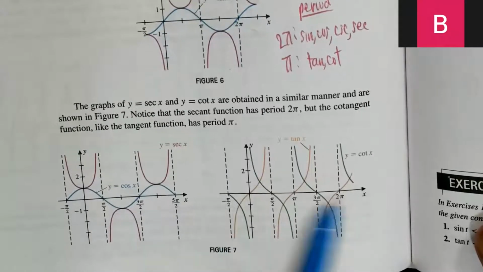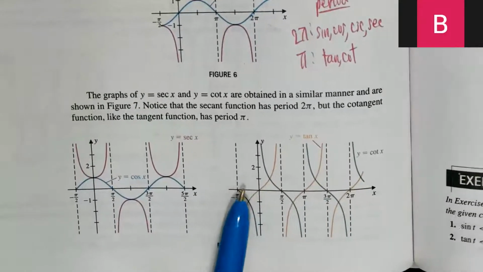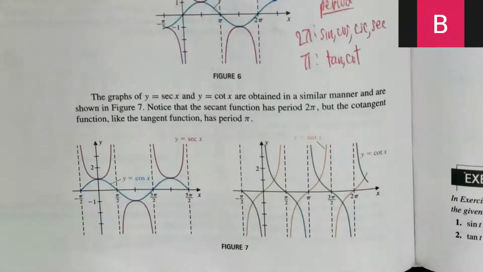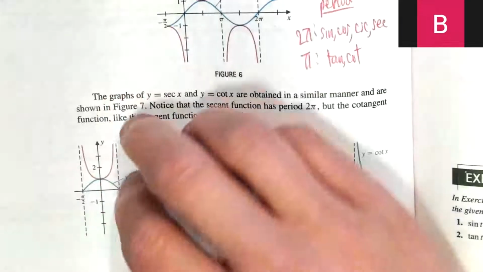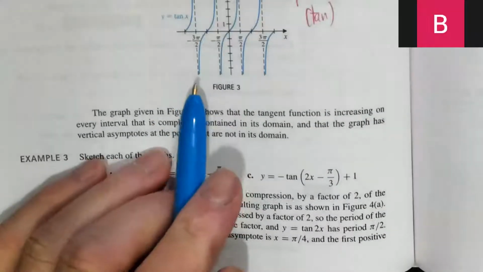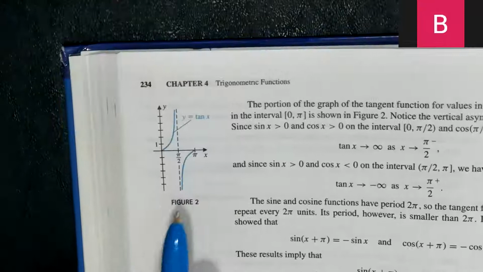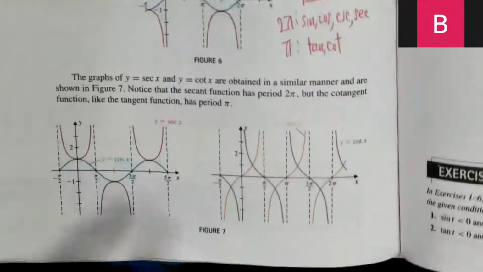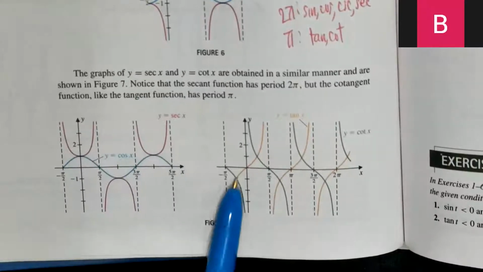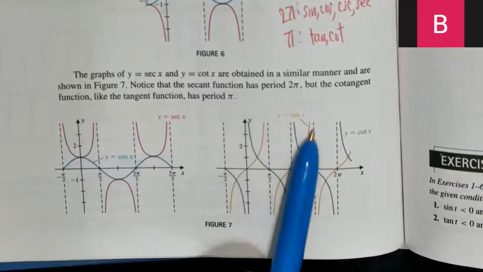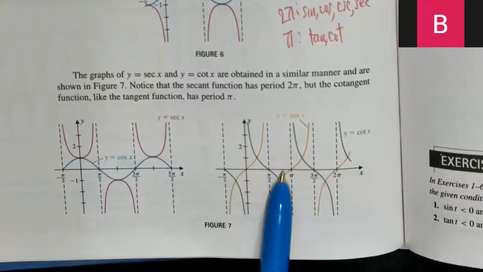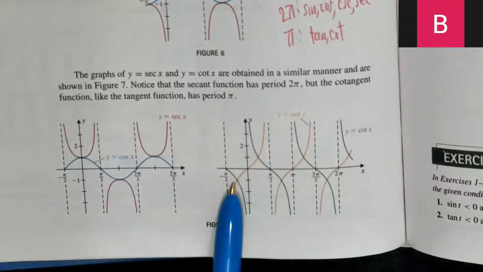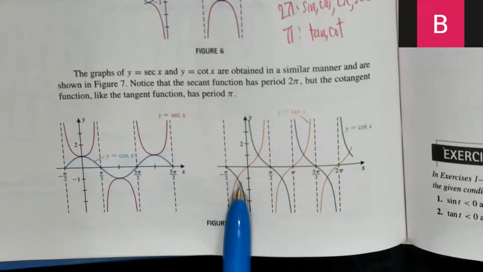Okay, now what about here? We've got all these lines all over the place. So let's see, the yellow line is tangent. We already analyzed tangent back over here. If you're following along in the text, it's on page 234. So look at only the yellow, if possible. And now how do they come up with the green cotangent?